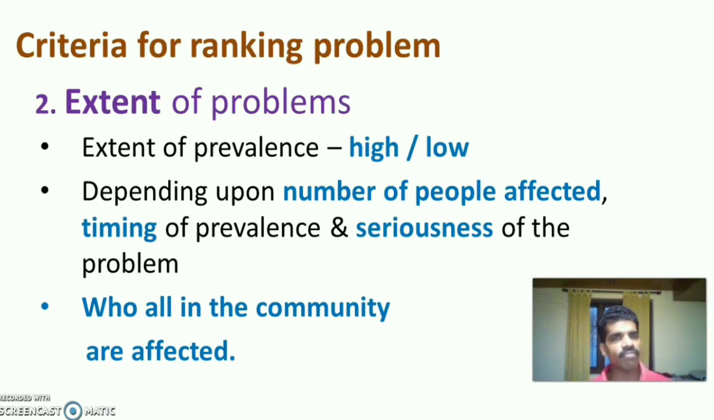The second criteria for ranking problems is the extent of the prevalence of the problem. It may be high prevalence or low prevalence, depending upon the number of people affected, the timing of the prevalence and the seriousness of the problem, and whether all in the community are affected with this problem. So these are the second criteria, that is extent of the problems.